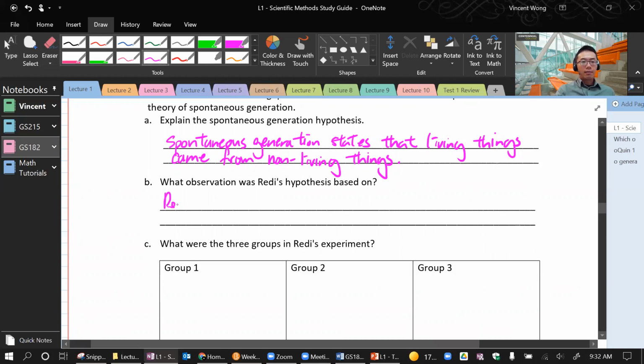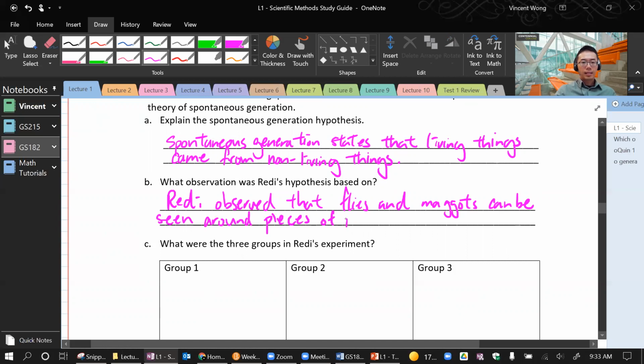So Redi, Francesco Redi, that's the name of the person. Observe that flies and maggots can be seen around pieces of meat that were left outside.